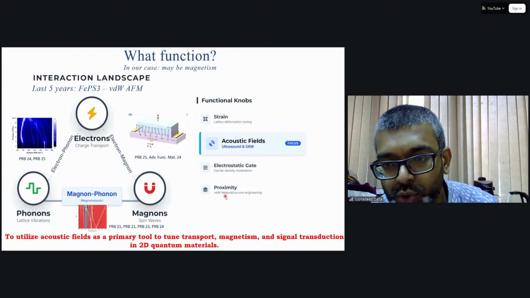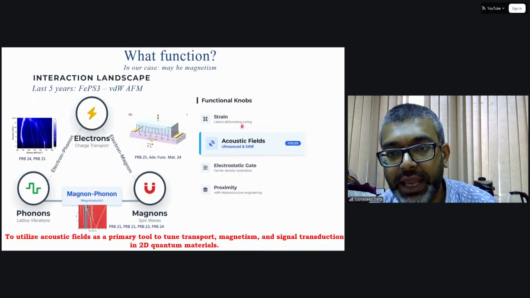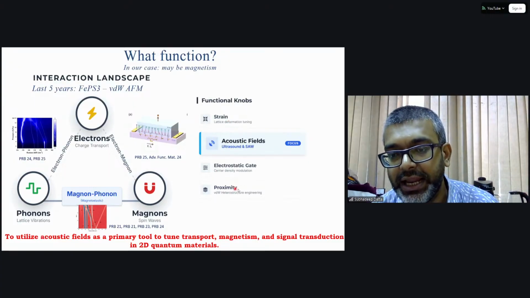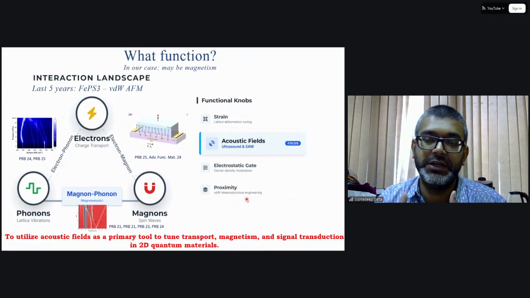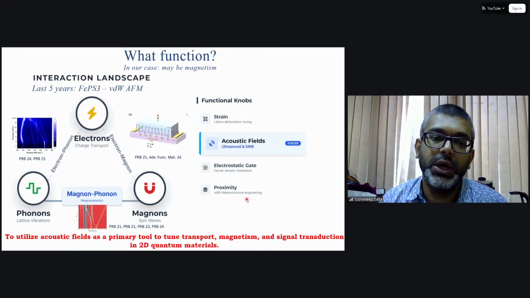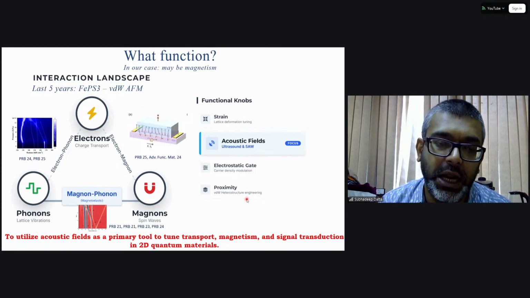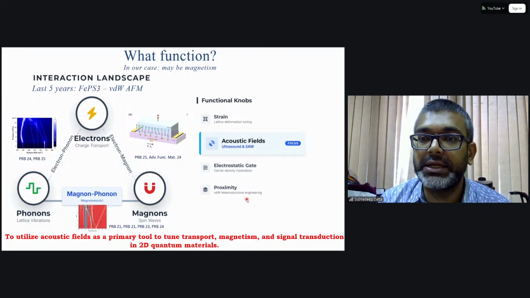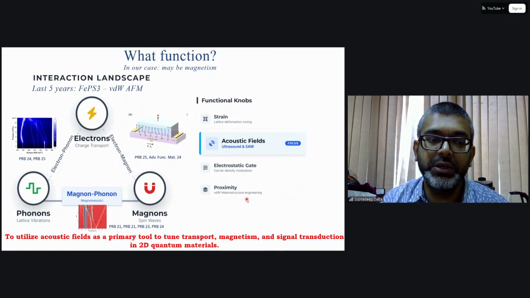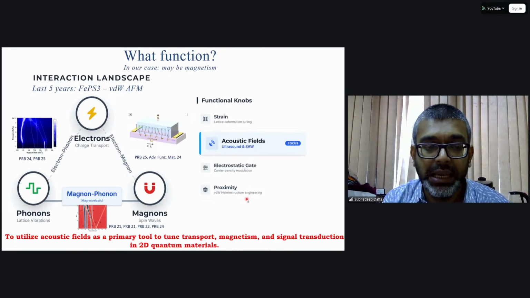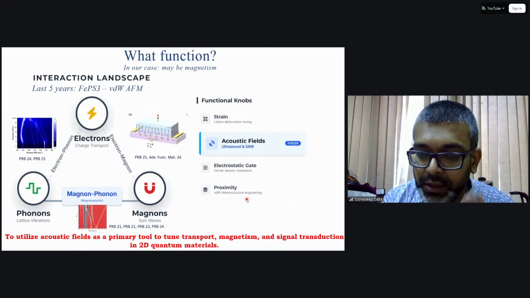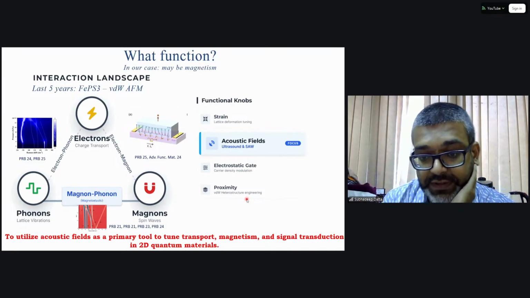For sure, we can use electrostatic gate or strain or pressure, or you can use different heterostructures. So you can manipulate different orders, electrical, magnetic, or topological orders, to create a functional knob which will tune the coupling between these elementary excitations. This is quite common in semiconductor physics, magnetism.